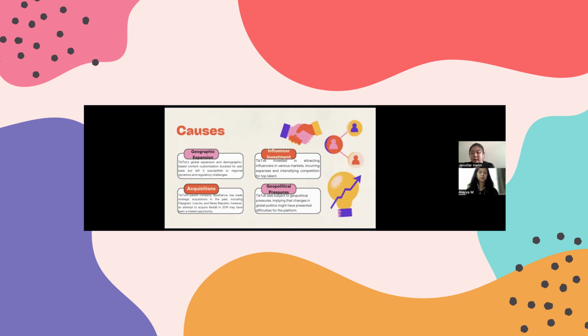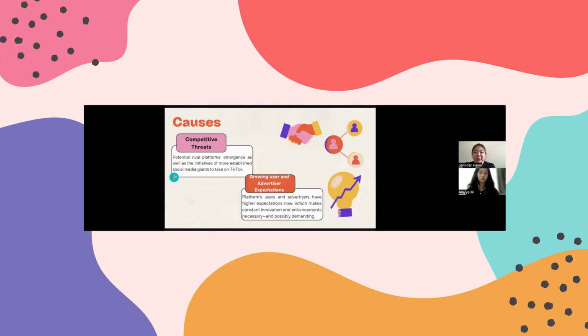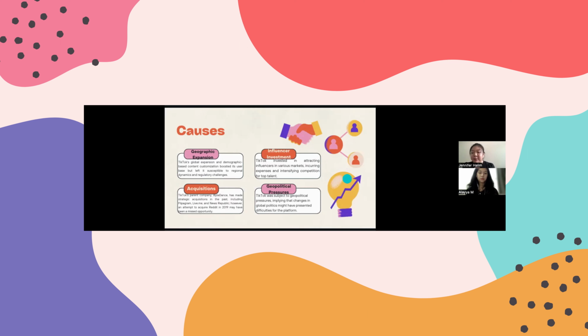Third, acquisitions. To support its expansion, TikTok's parent company ByteDance purchased businesses like Flipagram, Live.me, and News Republic. But the failed 2019 attempt to buy a sizable portion of Reddit may have been a lost chance for growth expansion. Fourth is geopolitical pressure. The passage notes that TikTok was subject to geopolitical pressures, implying that changes in global politics might have presented difficulties for the platform.